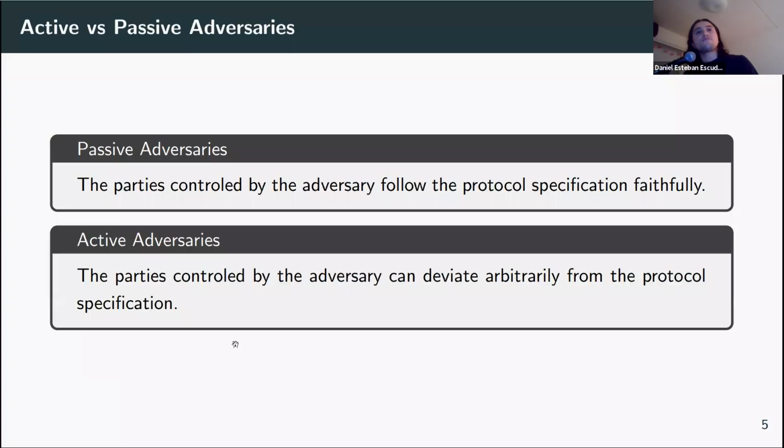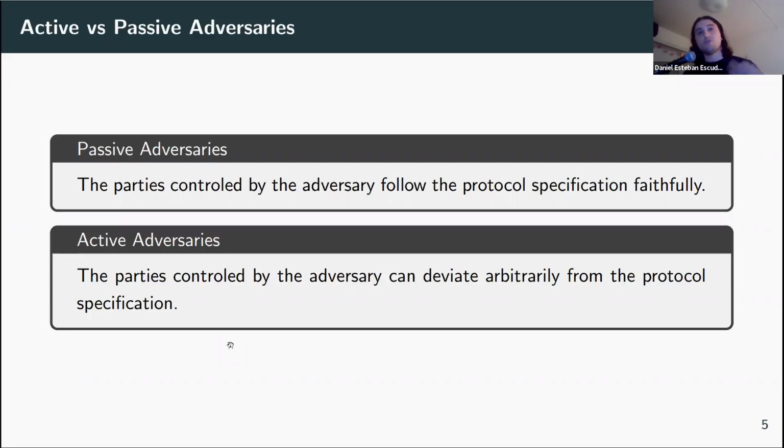And an active adversary, on the other hand, is an adversary that does not necessarily follow the rules. Of course, we would like to have a protocol that is secure against active adversaries, because that's super secure. Even if the corrupt parties deviate arbitrarily from the protocol, they will not be able to learn anything about the honest parties' inputs. But of course, as we will see, it's not that easy.